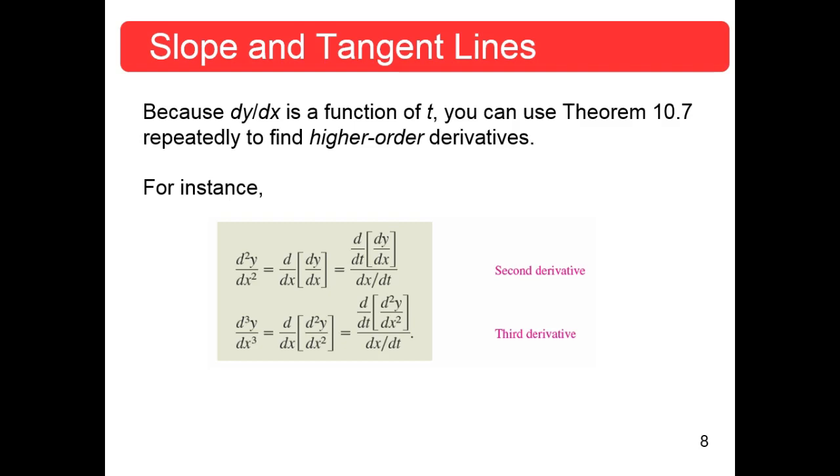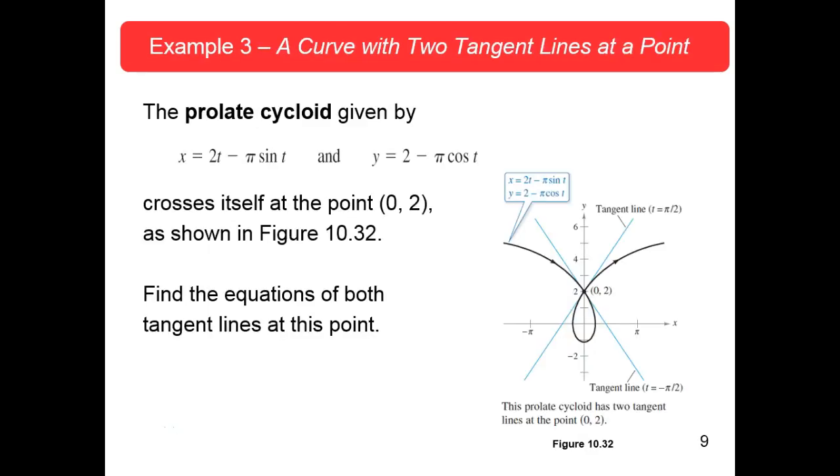And then your third derivative would be the derivative of this thing with respect to x, but this thing right here is that thing, okay? So that would be d/dt of this thing right here, and then again you divide by dx/dt. Now, they don't give a lot of explanation here, but this is what the results turn out to be. To me, it leaves a lot to be desired, but they just leave it like that.